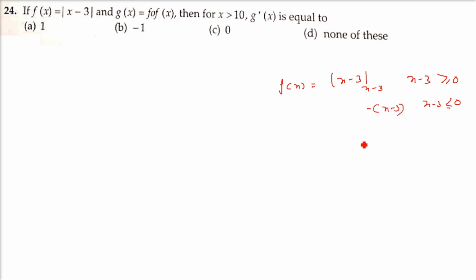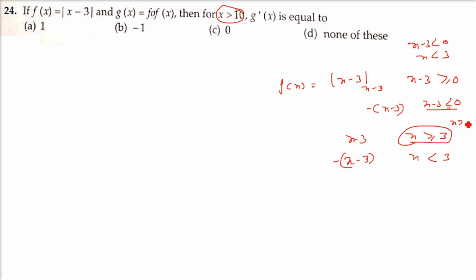So what do you get? x minus 3 when x is greater than or equal to 3, and minus (x minus 3) if x minus 3 is less than 0, or x is less than 3. Alright. So this is how we get the f(x). But it is x greater than 10. So x is greater than 3. The question is given x is greater than 10. So you will always take x minus 3 only. No question about taking minus (x minus 3). Alright. So we will have this f(x) equal to x minus 3. Okay. I hope you got the idea.